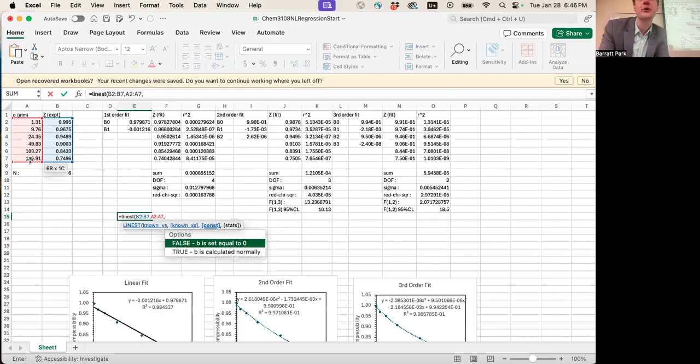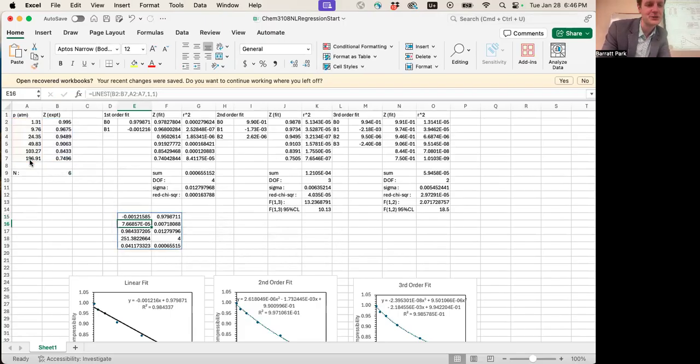I can either type true or I can enter 1. And I'll enter 1 again because we want to return additional regression statistics. So I'll close the parentheses, enter, and here's the output. And remember, the first row is the value of the fit parameters, which should agree with these parameters that we calculated up here.